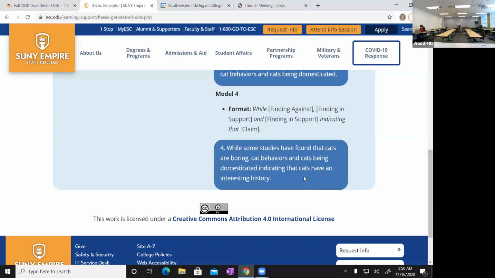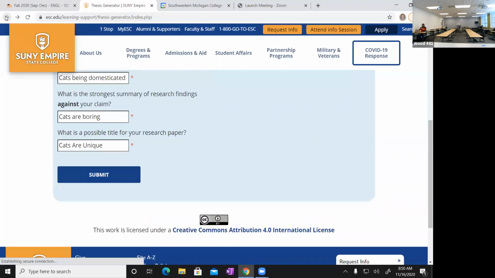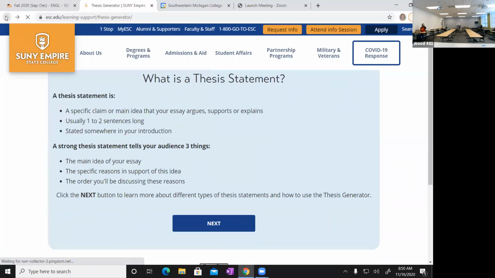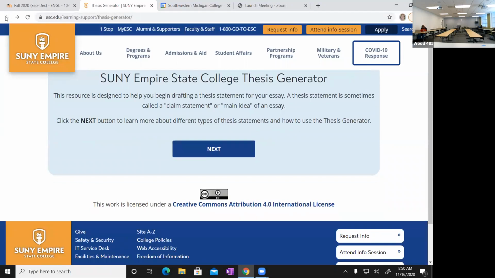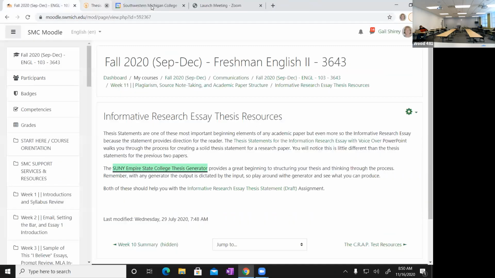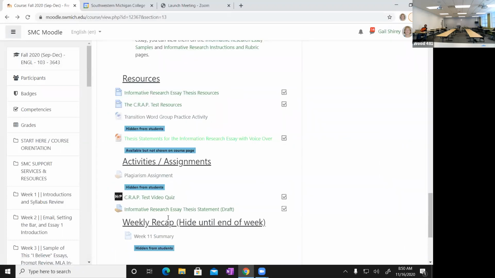Now, this is a one-sentence thesis. You could certainly clean it up and do better and get 2 to 3 sentences out of it. But that just walks you through how this particular site works. And then, of course, the informative research essay thesis draft. This is a link to the assignment, okay? So these resources are provided to you in order to help you complete the activity right here.